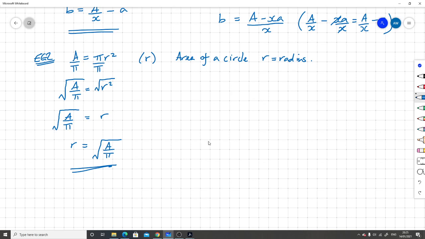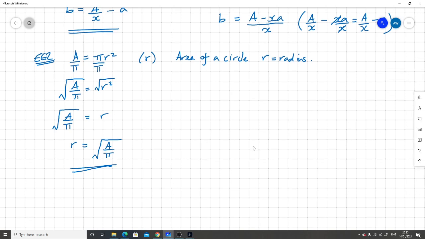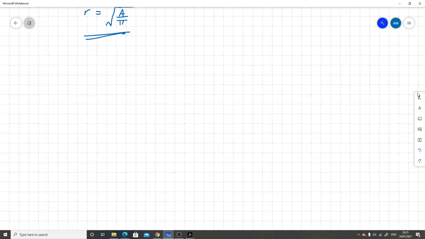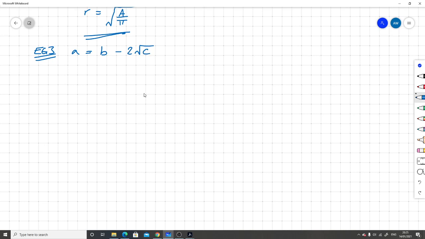Okay? Right, let's look at example 3. Last one. Quicker video, this one. So example 3, this time we're going to look at a formula with a root in it. So a equals b minus 2 root c. Completely made up just to illustrate the question. Now I want the subject this time to be c. So I'll put that in brackets over there to indicate which one I'm looking to make the subject.